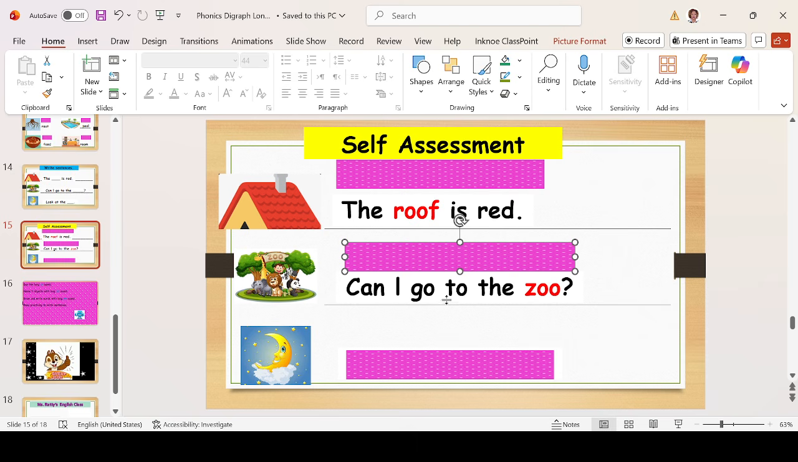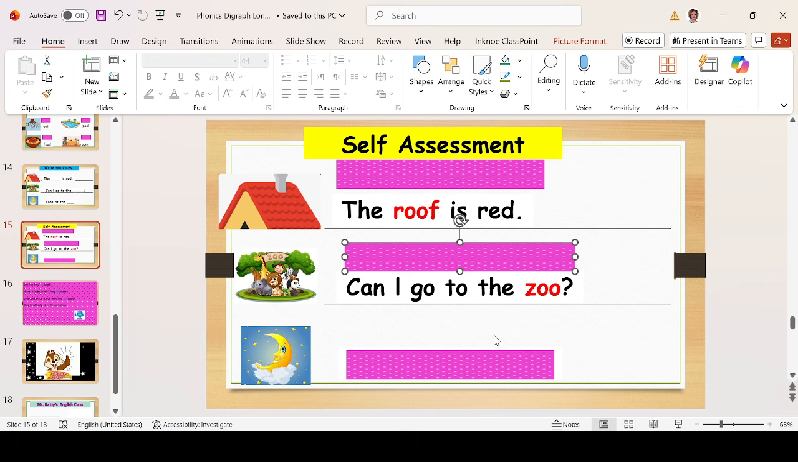Can I go to the zoo? Can I go to the zoo, please? All right. Now this is a question, and we put our question mark here. Now I want you to check, did you write a capital letter, and did you put your finger spaces all the way? And here we do not put a full stop, but we write a question mark because it's a question. We are asking for permission. Okay, can I go to the zoo? Yes, you can, or no, you cannot.